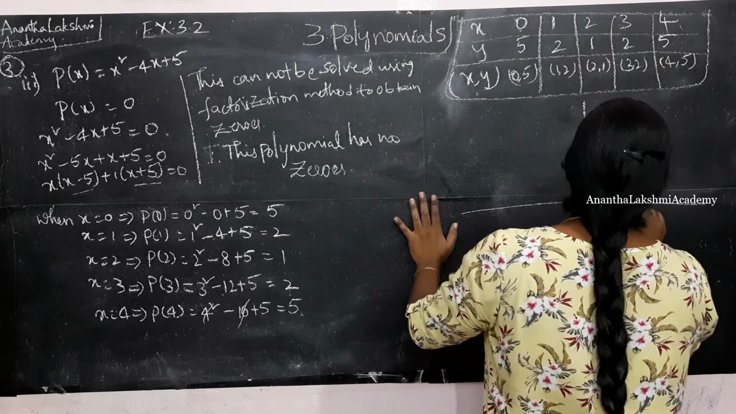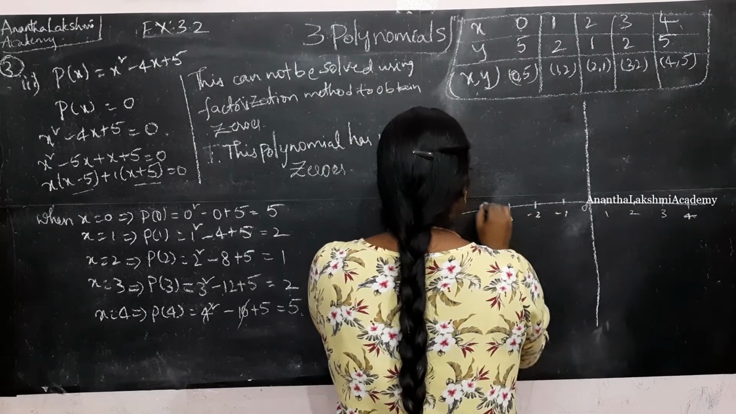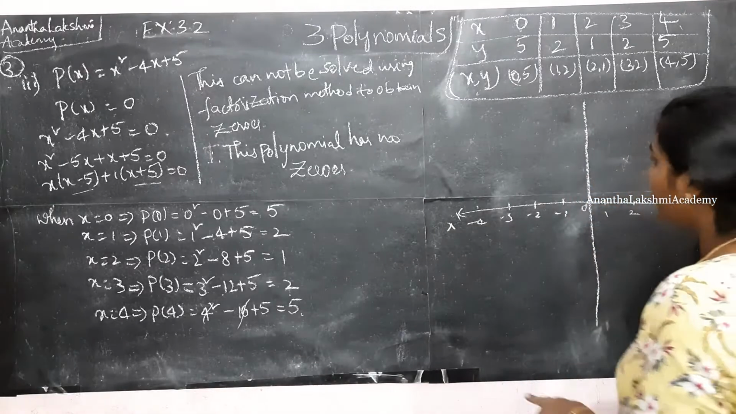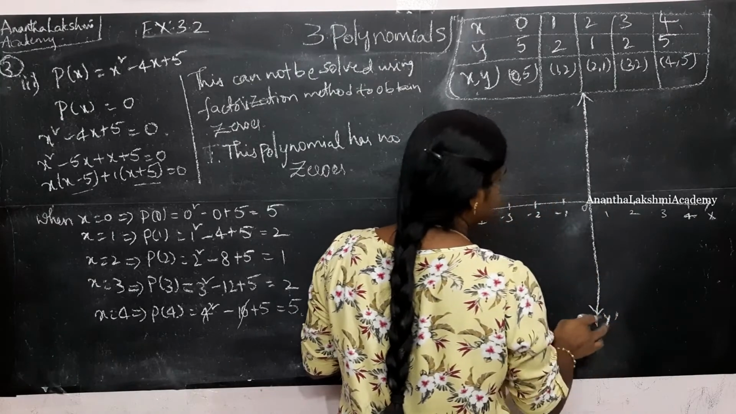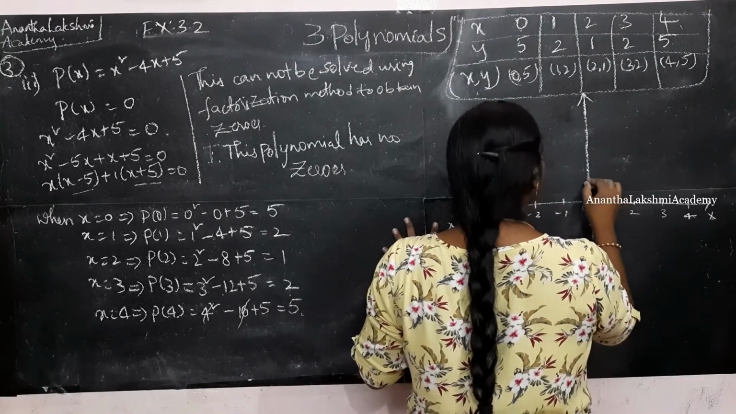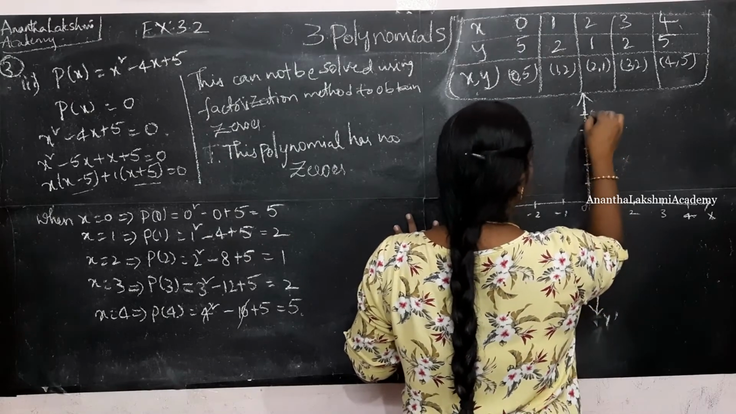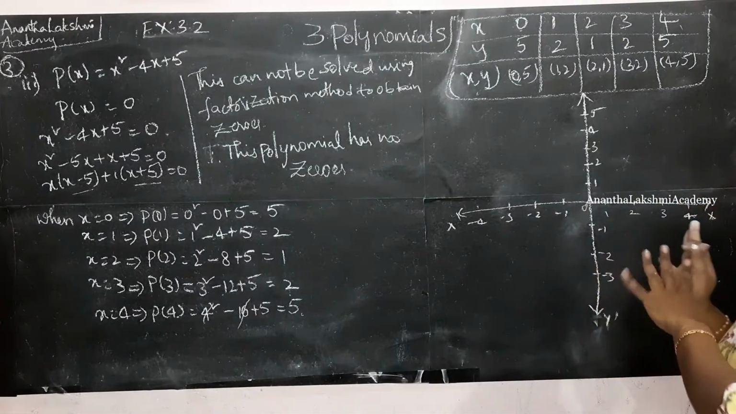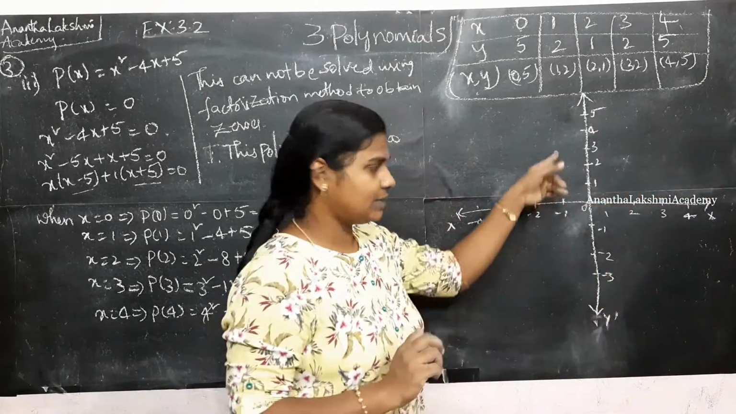Zero, 1, 2, 3 and 4, then minus 1, minus 2, minus 3, minus 4. This is x dash and this is x. Now on the y part, y dash, this is going to be minus 1, minus 2, minus 3, and here 1, 2, 3, 4, 5. On the graph paper you will be plotting it better. Since I do not have any particular scale here, I am marking it this way.